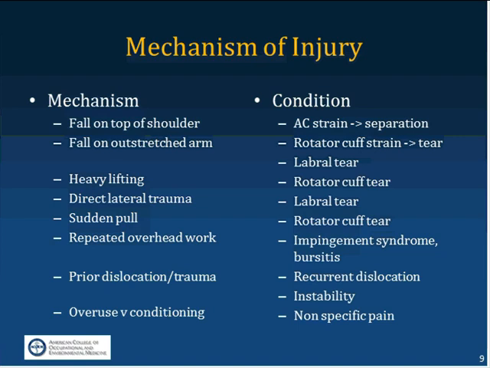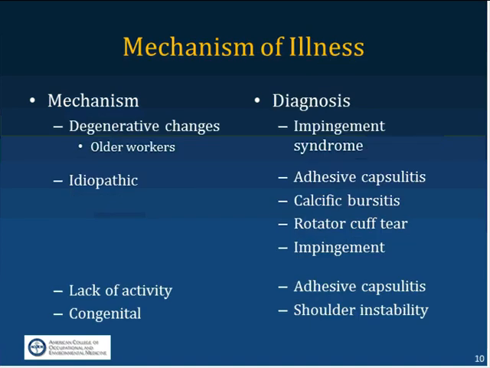Then there's a question of overuse versus conditioning. In other words, are the person and the job compatible? That's an ongoing debate, but something can result in nonspecific pain. This would be a mechanical cause for it. On the other hand, there are a series of things we're calling illnesses because there's no specific traumatic event. And that can include degenerative changes as each of us gets older.